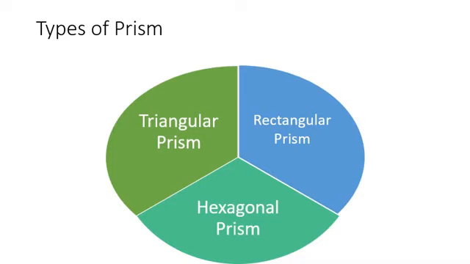Then what do you mean by a rectangular prism? A prism whose base and top are congruent rectangles and lateral faces are rectangles is called a rectangular prism. It is also called a cuboid. Coming to hexagonal prism, a prism whose base and top are congruent hexagons and lateral faces are rectangles is called a hexagonal prism. I hope you must have recalled it well now.